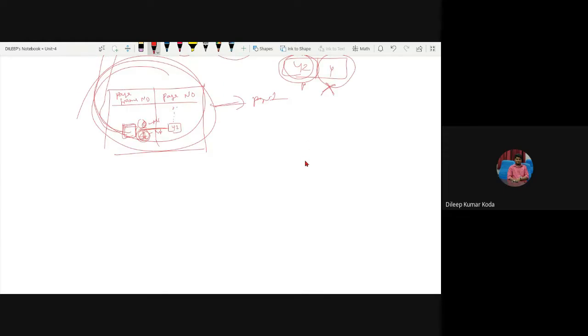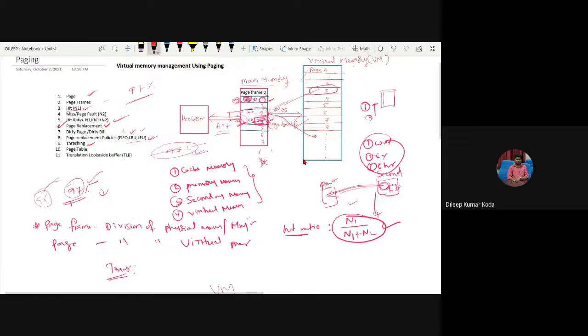Okay. Next, last one. What is translation look aside buffer? TLB. Okay. Now tell me whether the page table is smaller or bigger. Do you think that your page table is smaller? No, it's a large table. Your page table is the largest table. Even for finding something, you have to go through so many pages, so many searches.